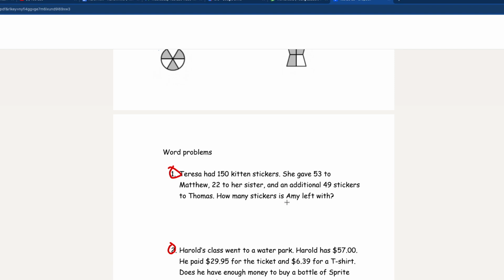So 150. This is a subtraction problem, so we're going to first subtract 53, because she gave that to Matthew. So 10, can't subtract that. Obviously, you can't subtract 4 and 5 till you take 0. So 14 minus 5, which is 9, and 10 minus 7. You're left with 97 stickers, and then she proceeds to give 22 more to her sister.